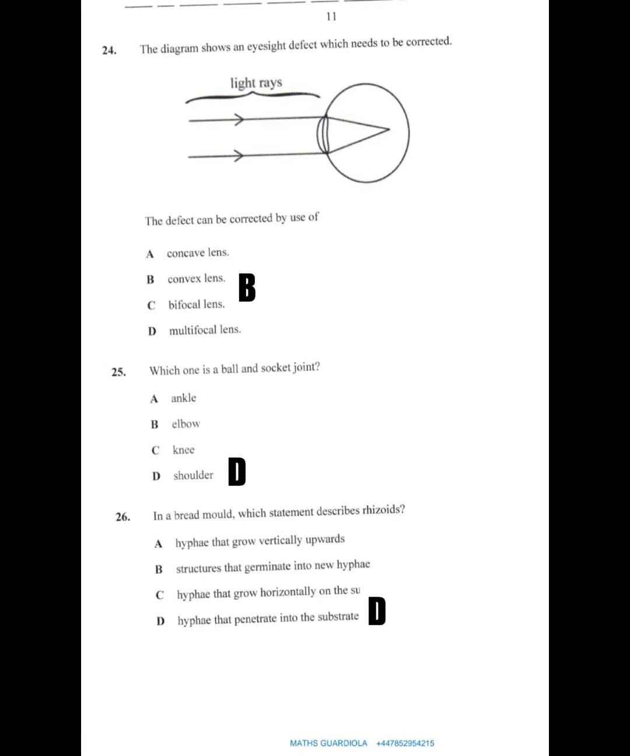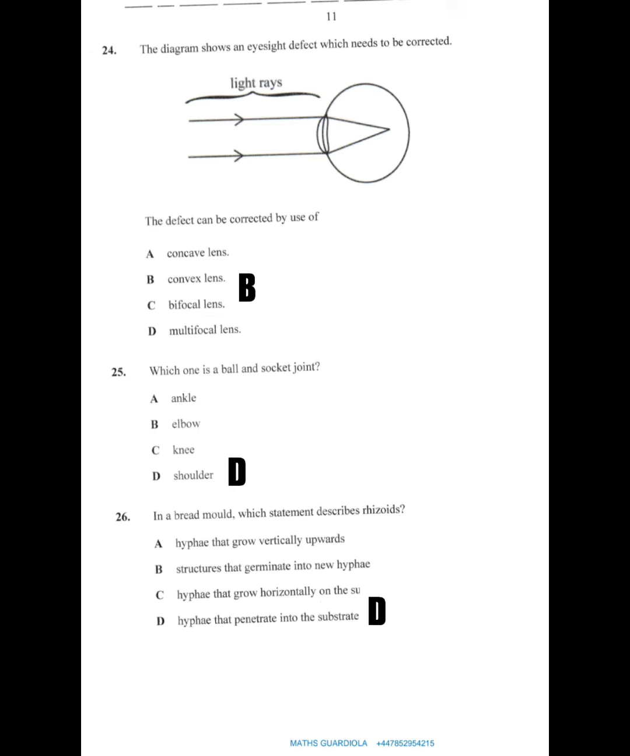Which one is a ball and socket joint? We are going to select D as our answer, which is the shoulder. The ball and socket joints are a type of synovial joint that move through 3 or more planes of motion, in multiple directions. They are found in shoulders and hips.